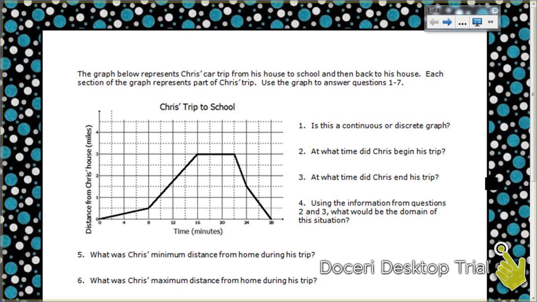So our first example, the graph below represents Chris's car trip from his house to school and then back to his house. Each section of the graph represents part of Chris's trip. Use the graph to answer questions 1 through 7.